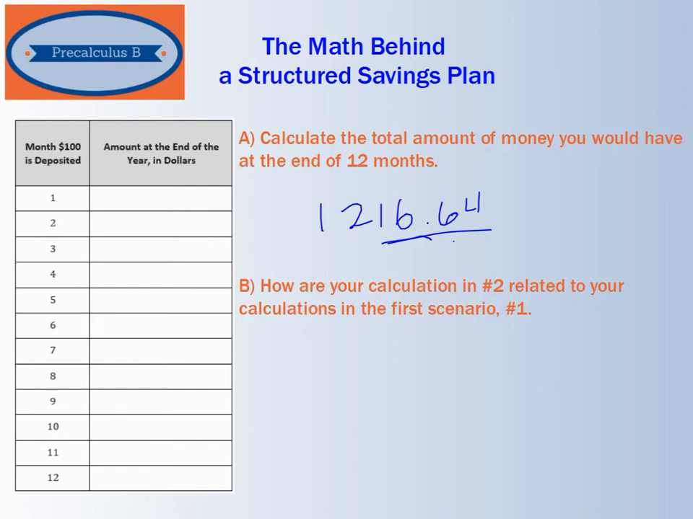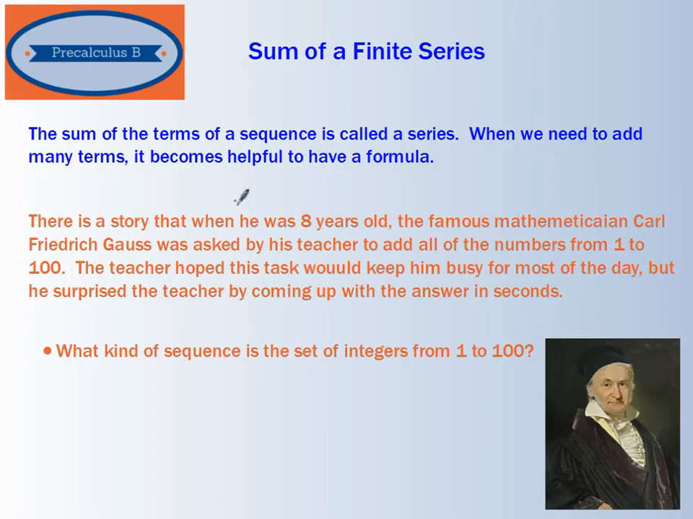So we had this geometric series, and I wanted to find the sum for 12 months of that series to tell me how much money I would have after 12 months in the second scenario. Well, that's what we call the sum of a finite geometric series. And when we need to add many terms, it becomes way more helpful to have a formula to do so, instead of adding them one by one by one.